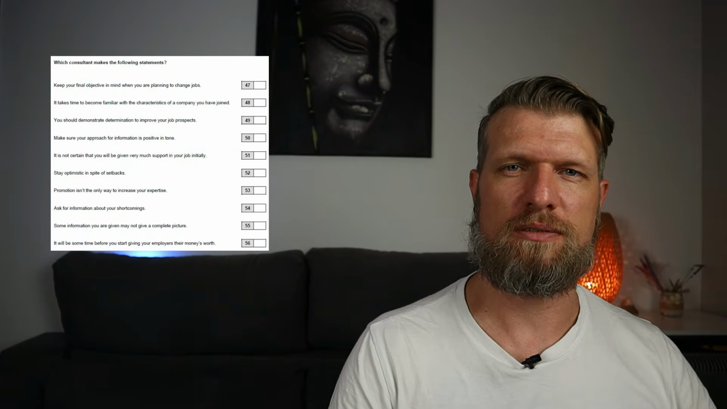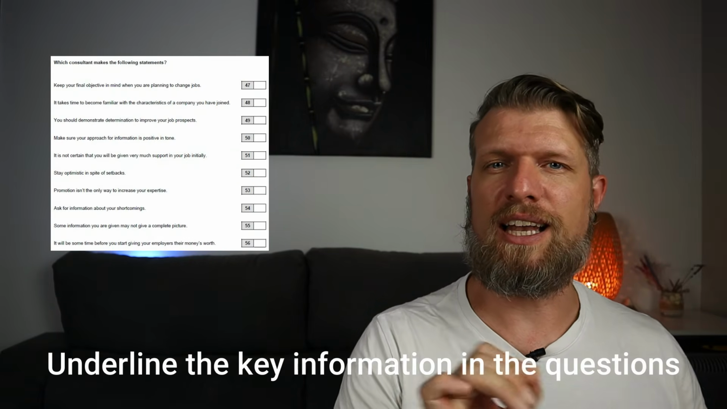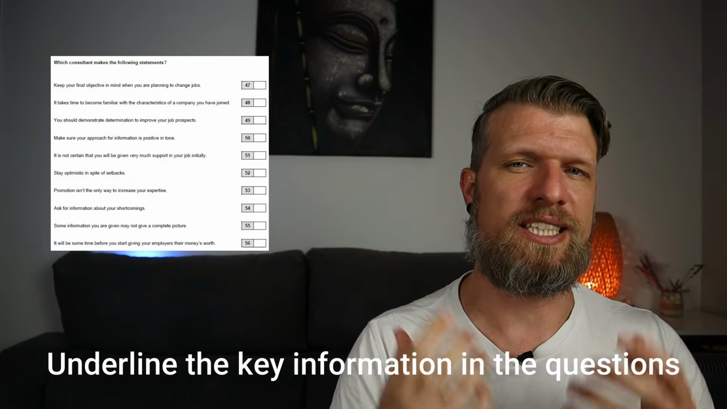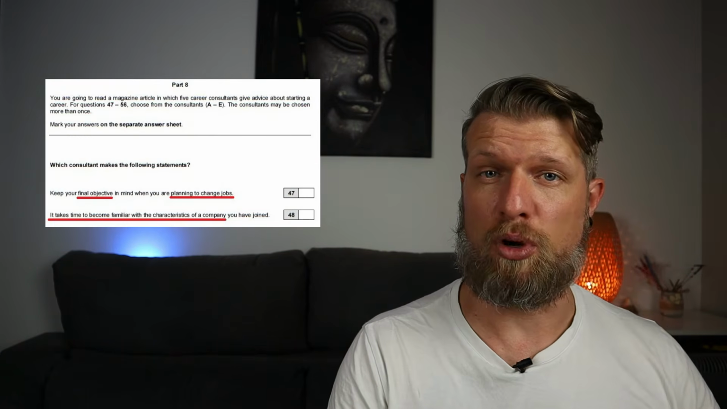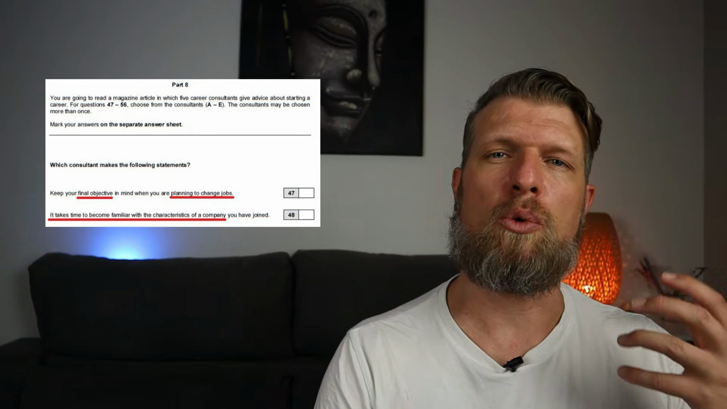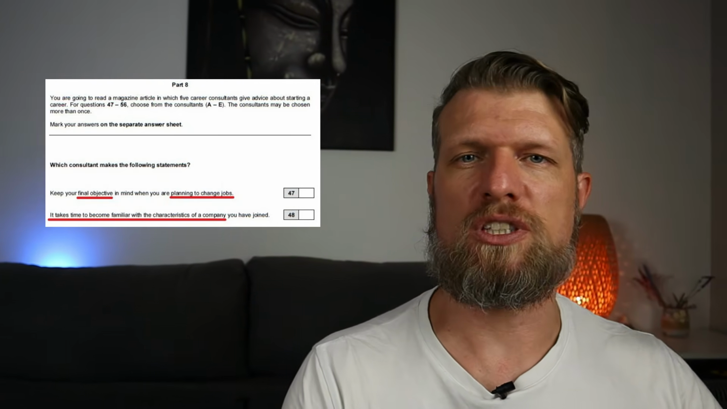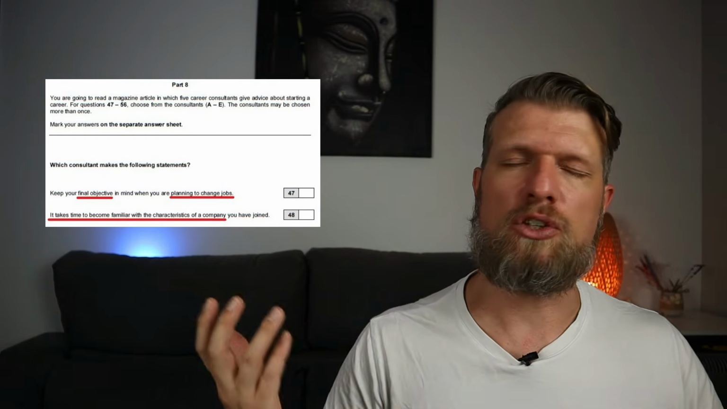What do you think is the first step in part 8? Reading the text? Wrong. In part 8, you want to look at the questions first. Make sure you read the questions or prompts very carefully and underline the key words so you know exactly what you're looking for in the text. As you can see in the 2 example prompts, I've already underlined the key information, so we know exactly what the questions ask for. Repeat this for the other questions and you are ready to go.